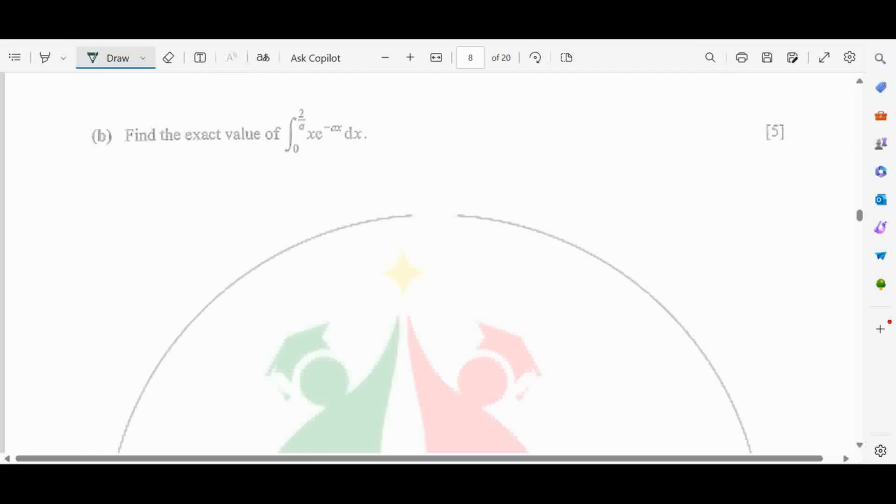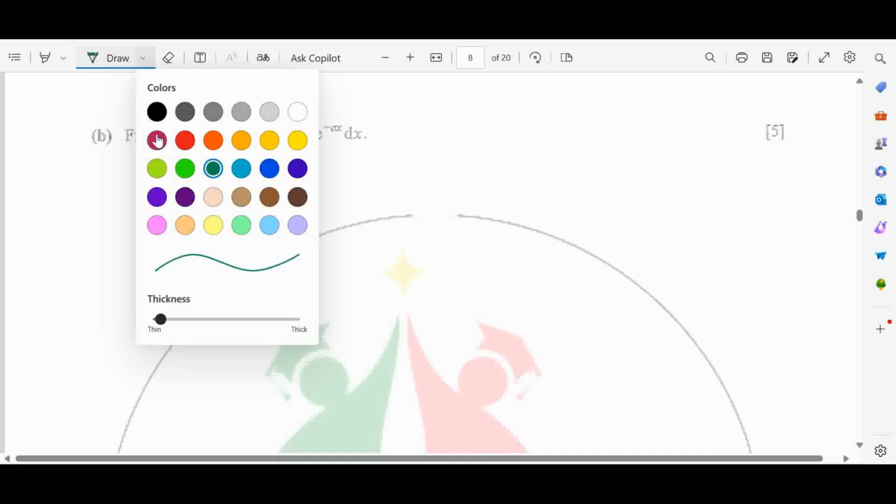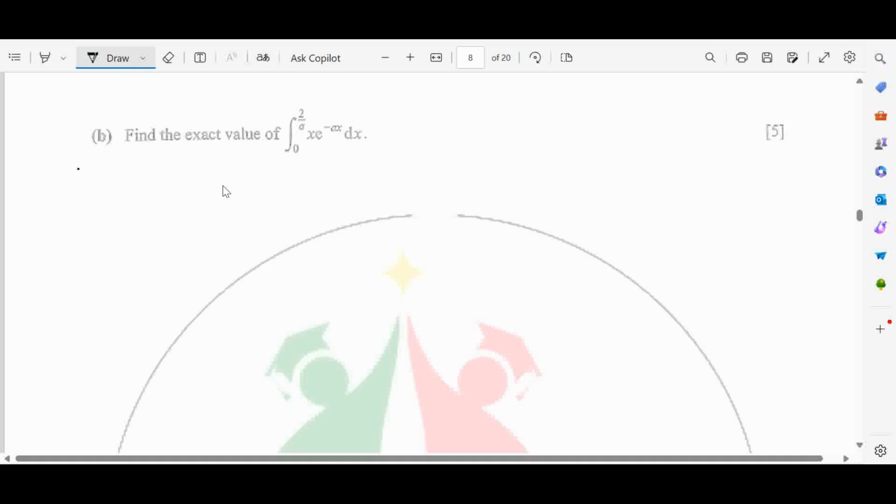Now if you want to integrate it, how can we integrate? Before this we must understand the concept of LIATE: L-I-A-T-E. This one is an algebraic expression and this one is the exponential form. Yes, the order should be like this, first algebraic and then exponential. Now it is in the proper order, so we can use integration by parts.